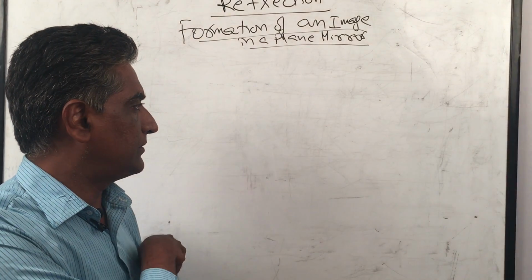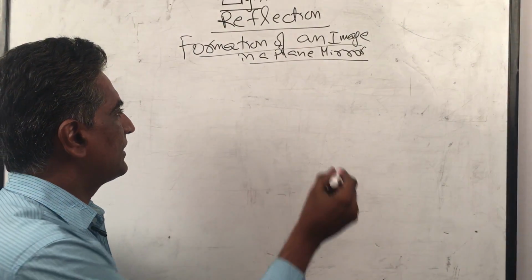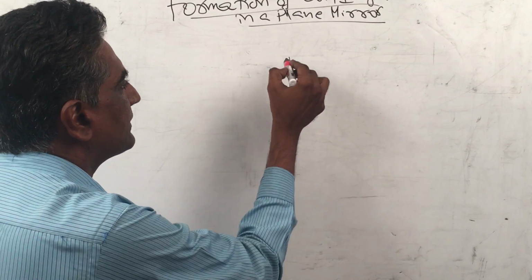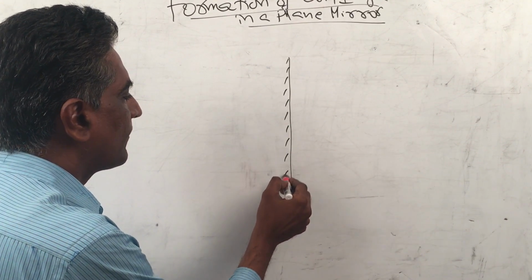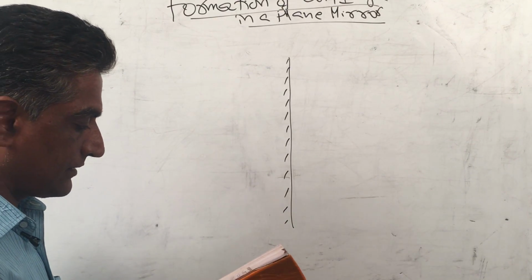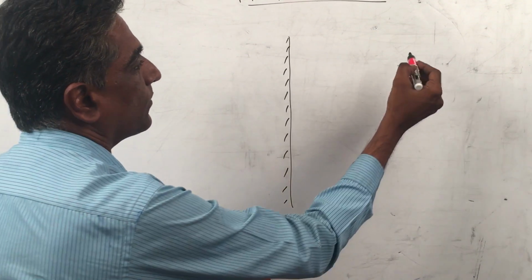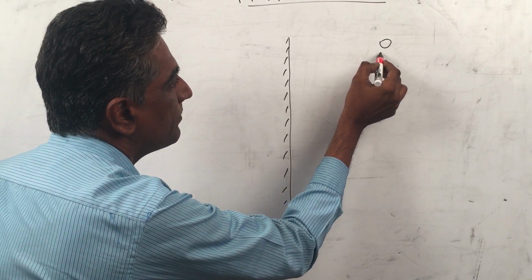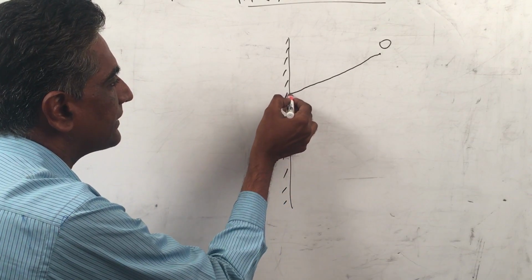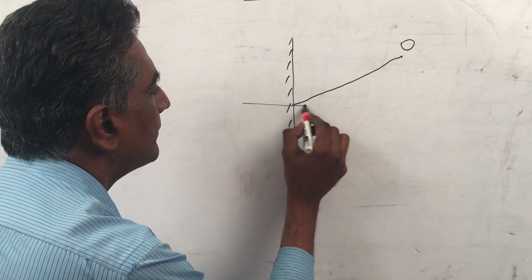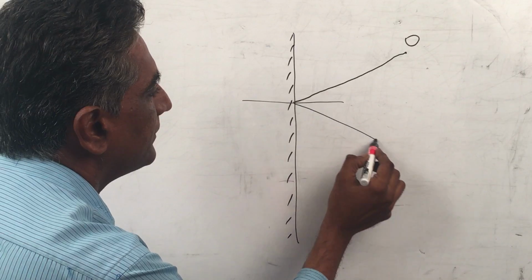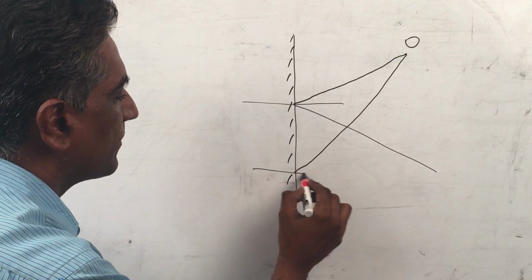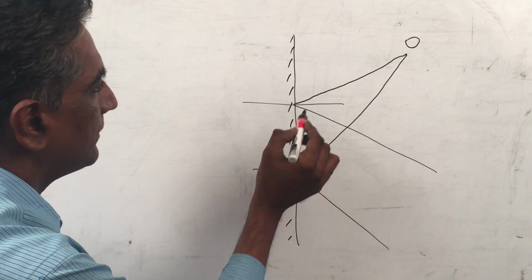Now I'll make a diagram. Listen carefully. You have a mirror like this. So this is a mirror. I'm drawing what is called figure 8 here. This is an object. O is an object. And from here it comes a straight line. So here there is a normal. And then it goes like this. One more ray. There's a normal here. It goes like this.